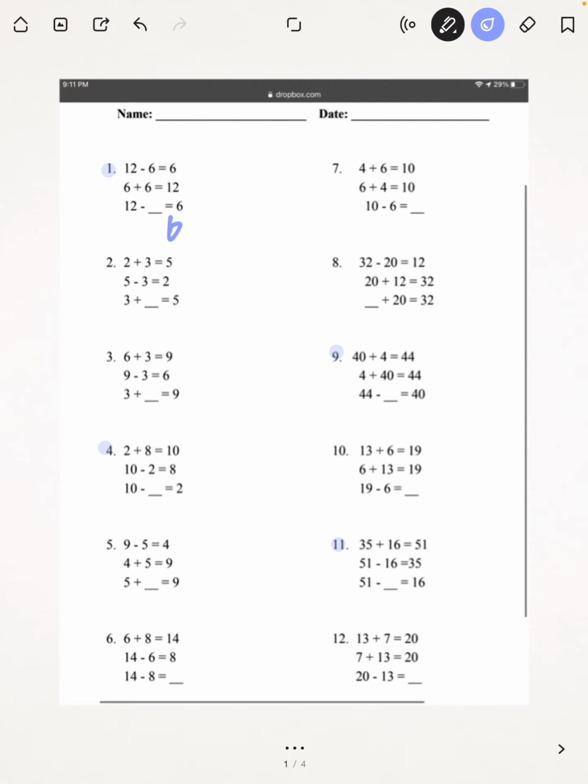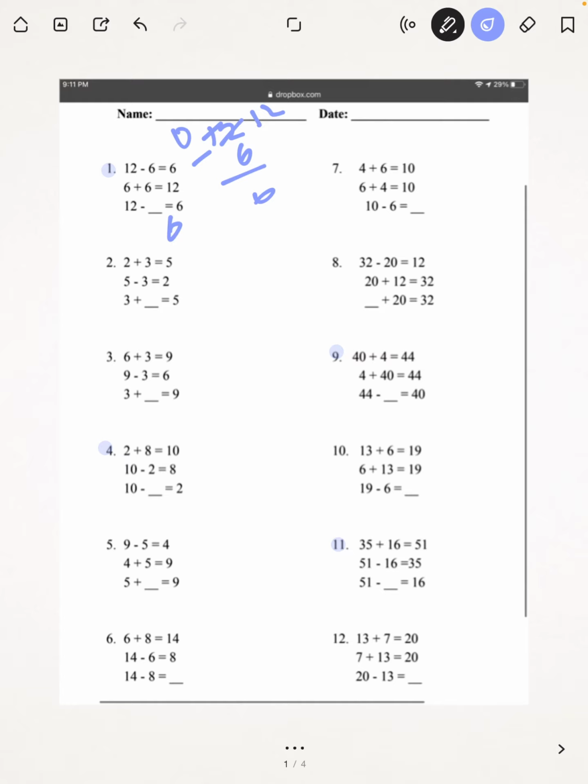You can also check by doing 12 minus 6. If you do that, that's 6. 12, 6. That is true. So the missing number is 6.